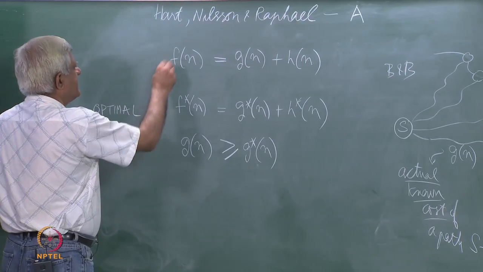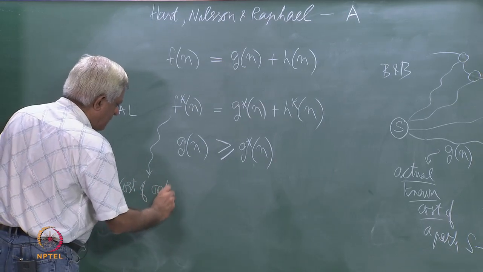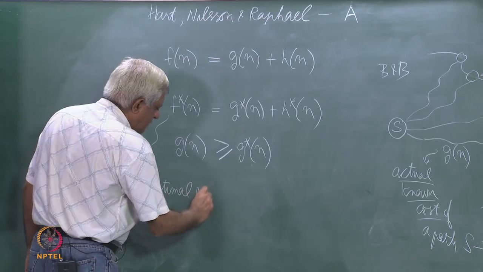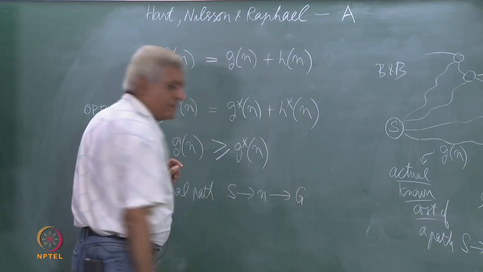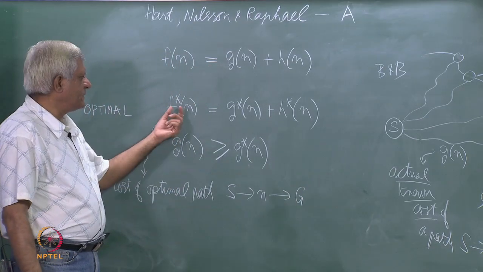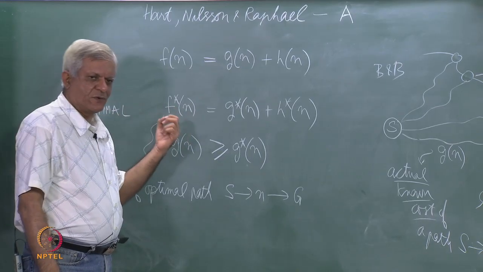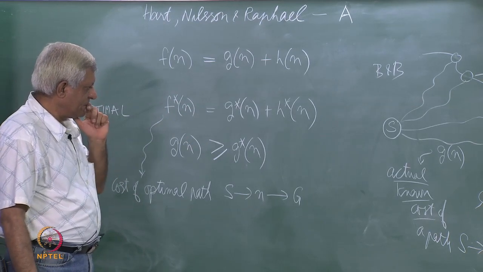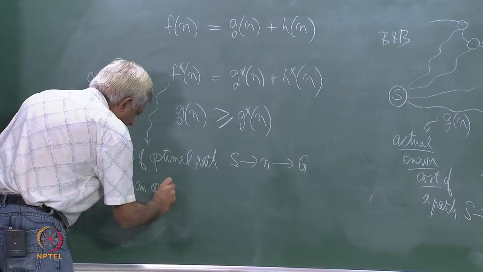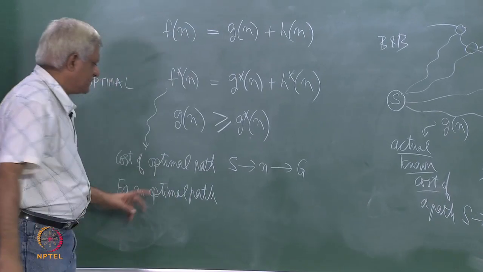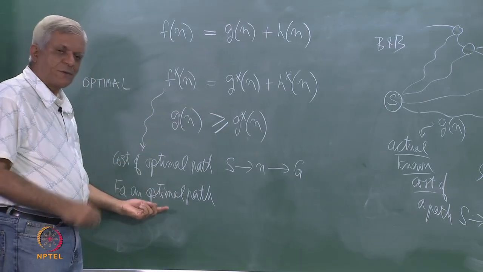So, this f of n, or f star of n, is the cost of the optimal path that starts with the start node, goes to node n, and then goes to the node g. So, for any node n, f star of n is the optimal path cost which passes through the node n essentially. Okay, so there is a distinction between these two. Here we are saying that for any node n, what is the optimal cost going through that node n. Here we are talking about an optimal path from S to G.